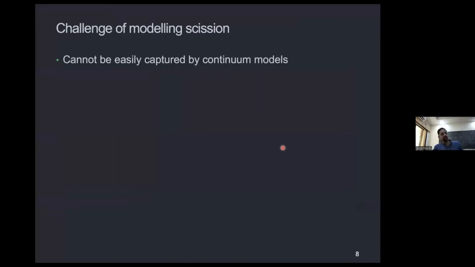Okay, so that was by way of experiment. So this has been known for a while. The problem is that it's quite challenging to model scission, or to include scission in numerical simulations.